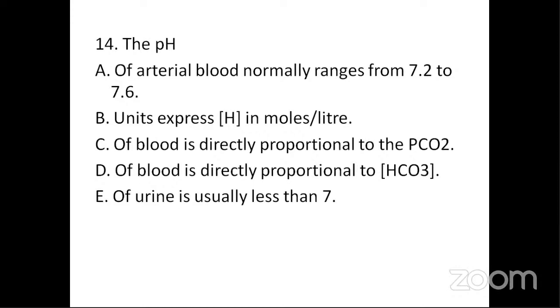And last thing is pH of urine is usually less than 7. That is true. The normal diet leaves acidic rather than alkaline residues. In this case, D and E are true.